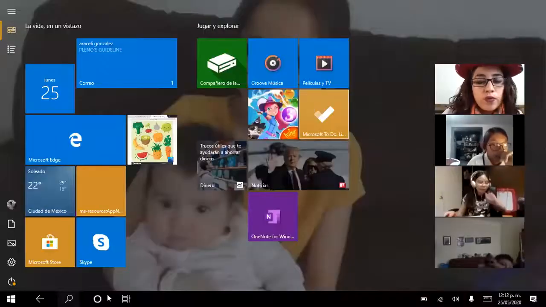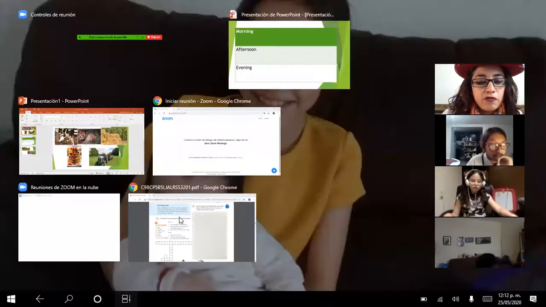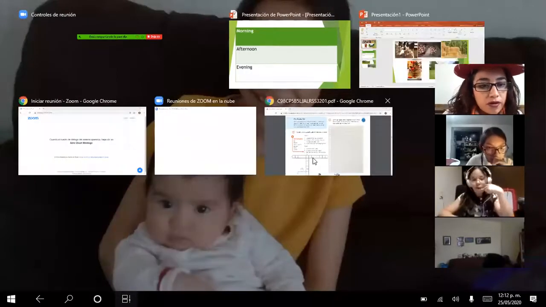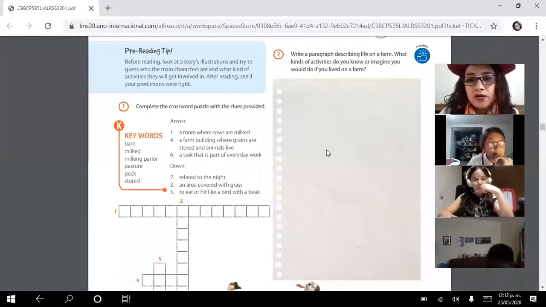If you have your new learning log, please go to your learning log page 24. The new learning log on page 24, because we start with the first activity, okay? Learning log page 24, please. Okay. The new learning log, please, the new one, page 24. If you have it, if you don't have it, don't worry. You can copy the answers in your notebook, okay?